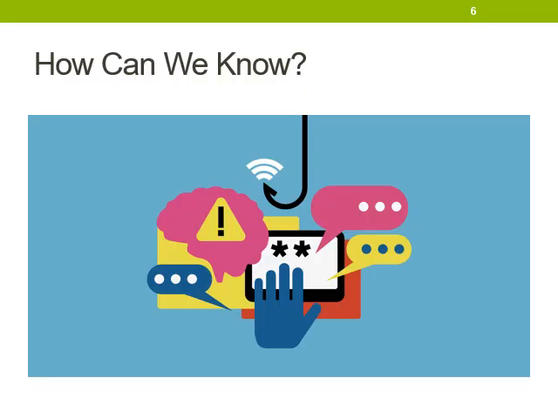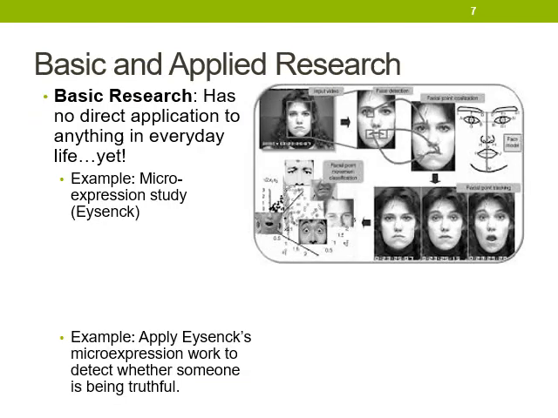So how can we know if we're getting good advice? Well, we'll talk about a couple kinds of research. Basic research has no direct application to anything in everyday life yet. It's research that someone might say, why are you studying that? And an example, and I wrote the name down here, but the name is actually Ekman that I should have written, studied microexpressions. He spent a lot of his career doing this.